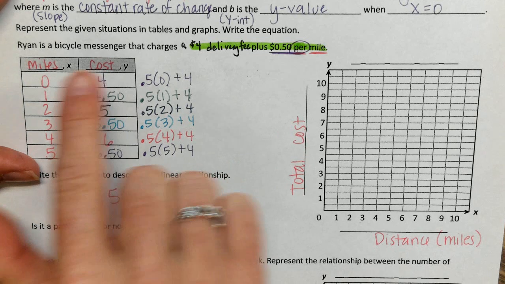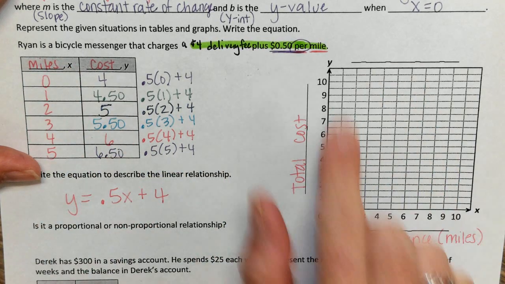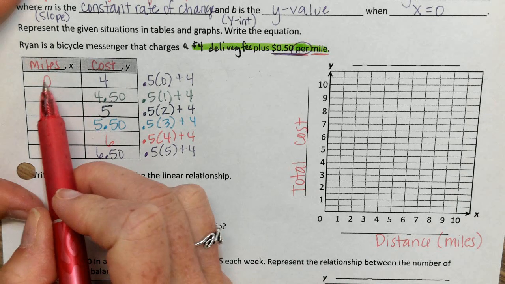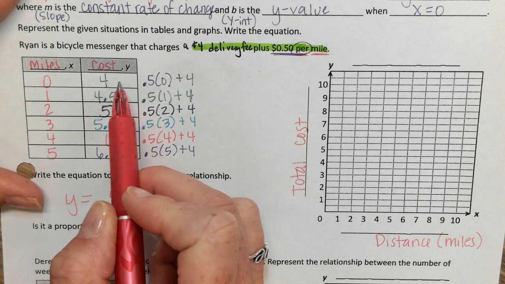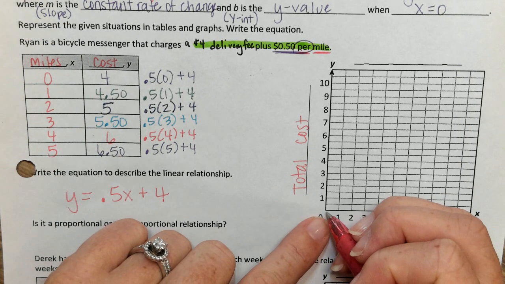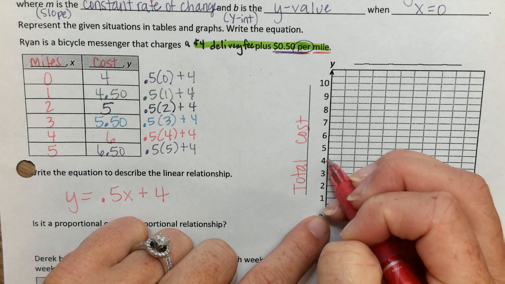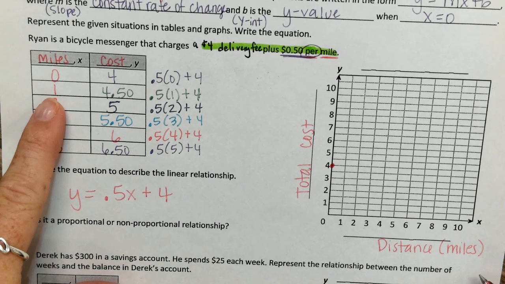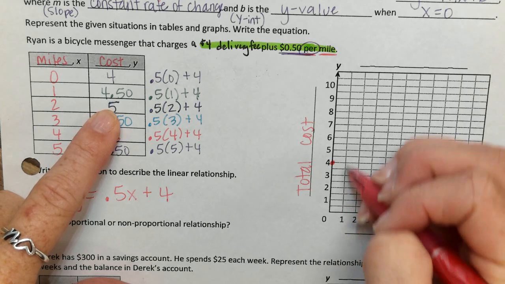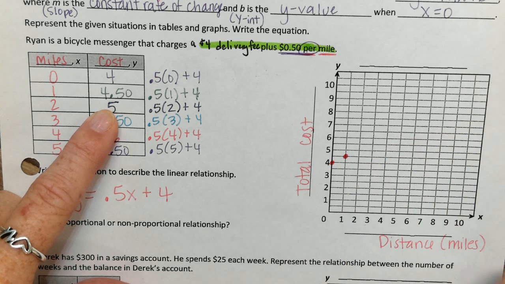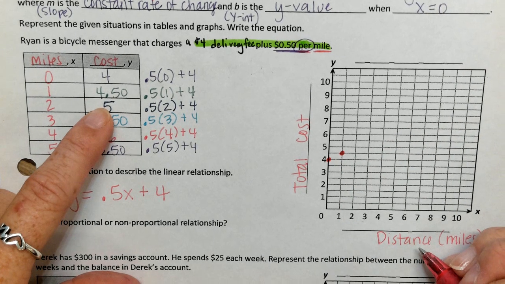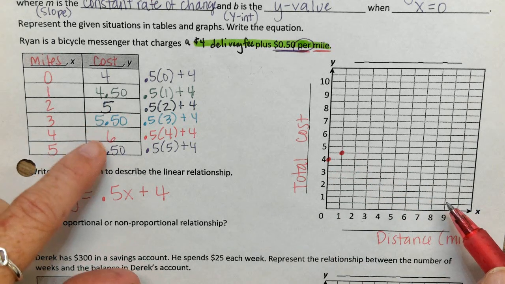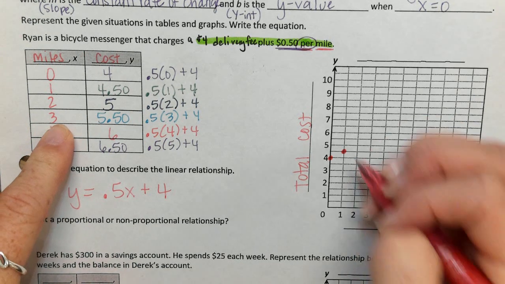Can we now go graph these coordinates on our graph? Yes or no? Yes. So my first point is going to be when x is 0, y is 4. So I go to when x is 0, y is 4. When x is 1, y is 4.50. So do y'all see how 4.50 is right between 4 and 5? When x is 2, y is 5.